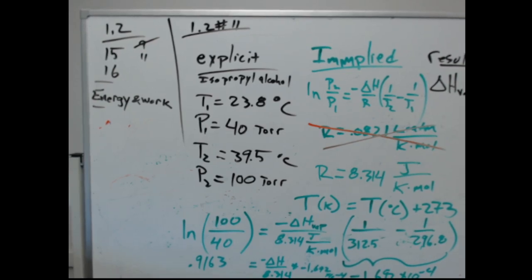How can we tell if this is a good answer or not? Do any of you have a good sense of what a delta H of vaporization should be? No, me either. But here's what I do know. The delta H of vaporization of water is 40 kilojoules per mole.